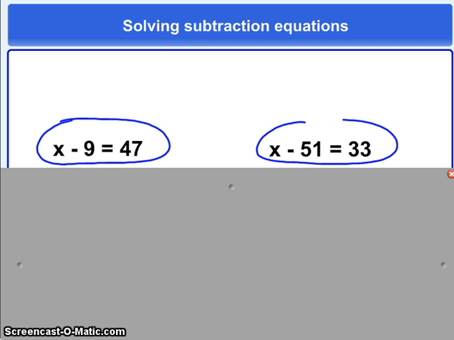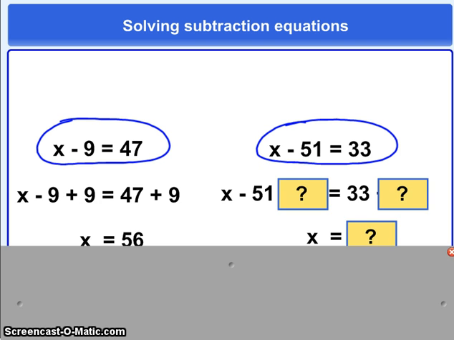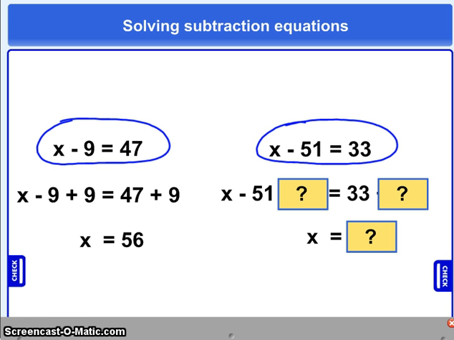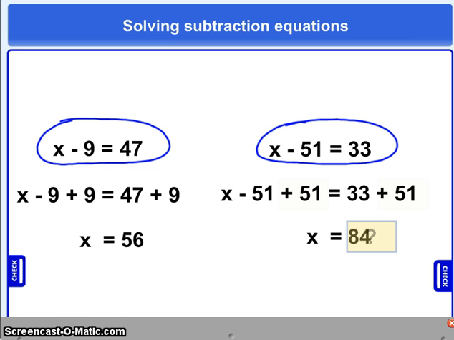Similarly with the second equation, x minus 51. Again, get the x alone by adding the 51 to both sides. And when you do so, this is what should occur. So in our second one, add 51. Again, add 51 to the opposite side of the equal sign to get your answer of 84.